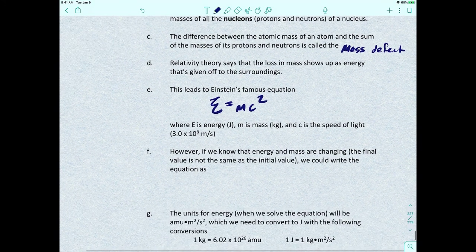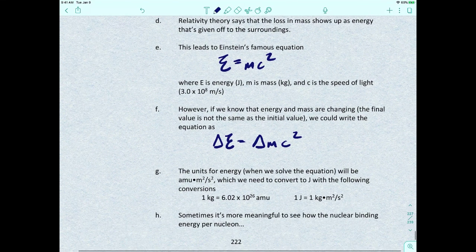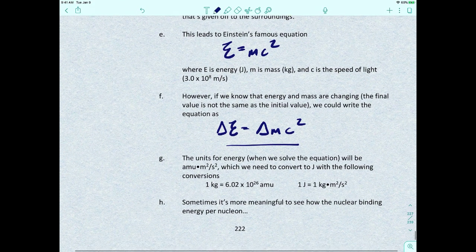All right. Now, however, if we know that the energy and the mass are changing, that means that the final value is not the same as the initial. We can write this as the change in energy is going to be equal to the change in mass times the speed of light squared. And this is usually the form of Einstein's equation that we use in chemistry.